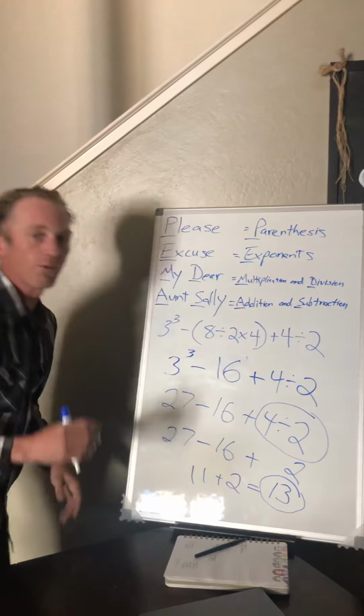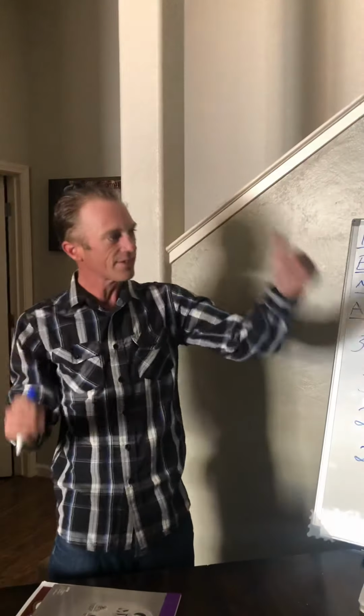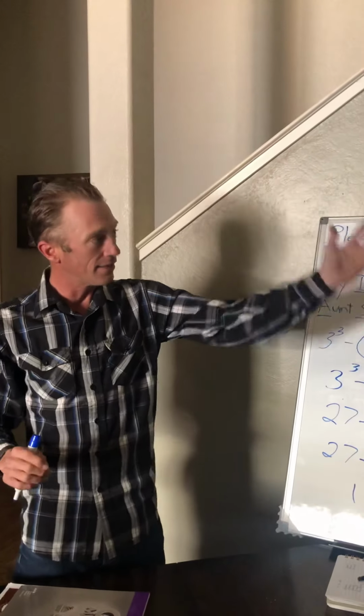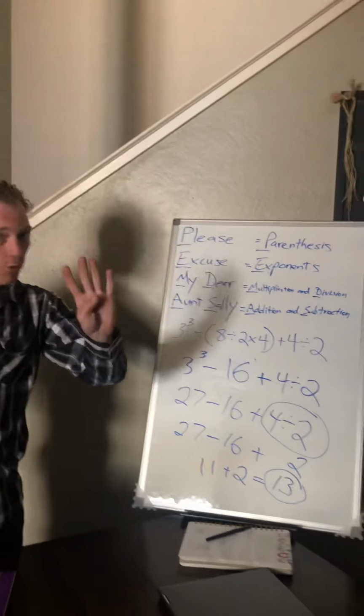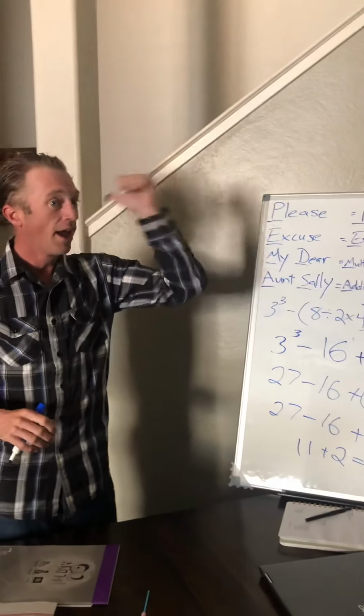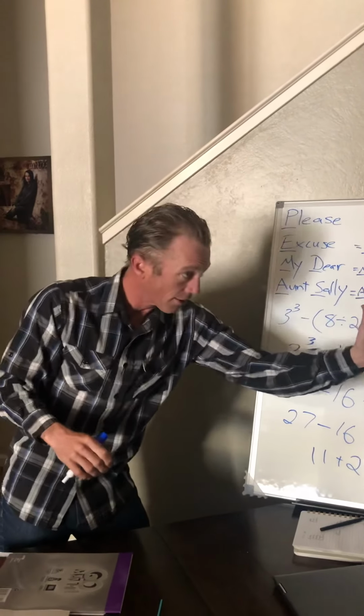So if you take anything from this lesson today, I want you to change your mindset from Please Excuse My Dear Aunt Sally, 6 things, to only 4 things. Please Excuse My Dear Aunt Sally.